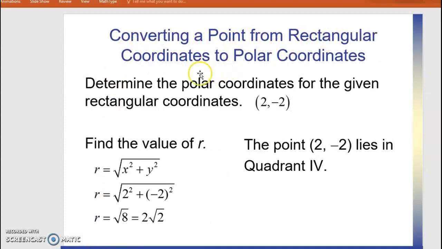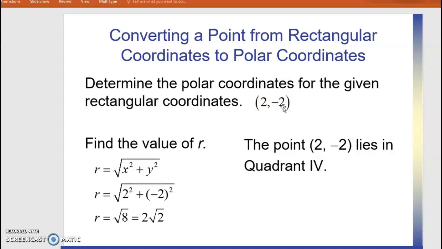Converting a point from rectangular coordinates to polar coordinates. So we are continuing with converting from rectangular coordinates to polar coordinates, but now we will be experiencing a point that is not on an axis. The point that we will be converting is the point (2, -2).